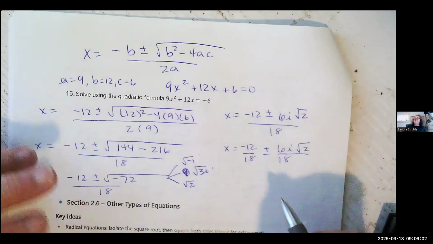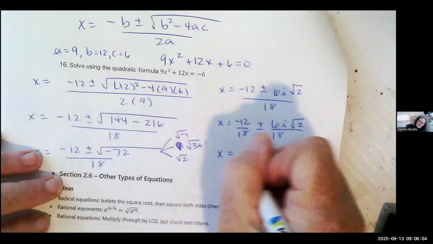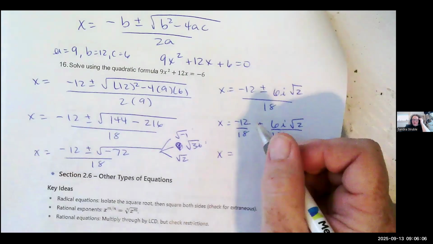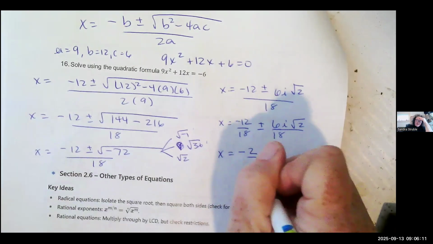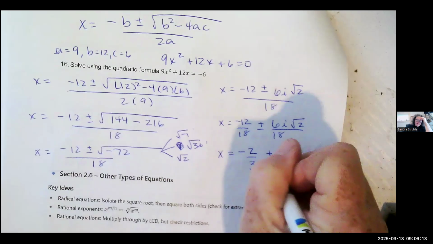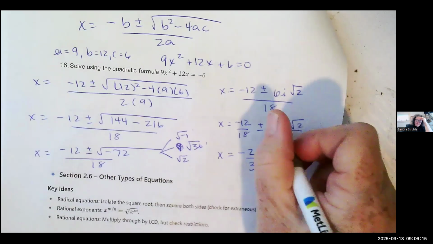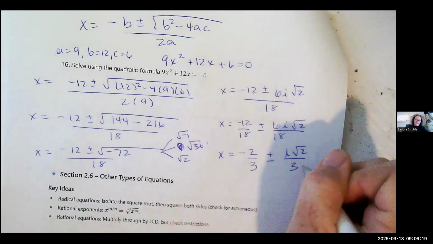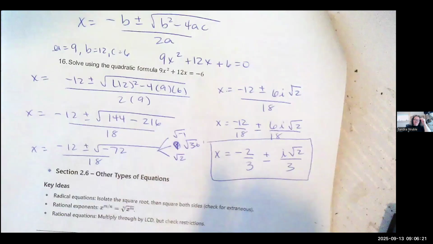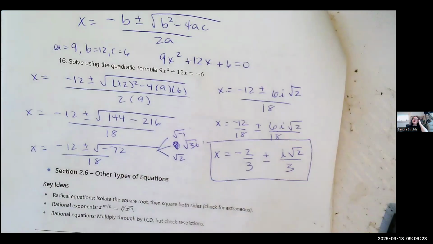And now we can reduce. 6 goes into 12 twice. 6 goes into 18 3 times, plus or minus. 6 goes into 6 once, so that's just i square root of 2 over 3. And it's in a plus bi form. All right, that takes care of your factoring. Let's go to other types of equations.